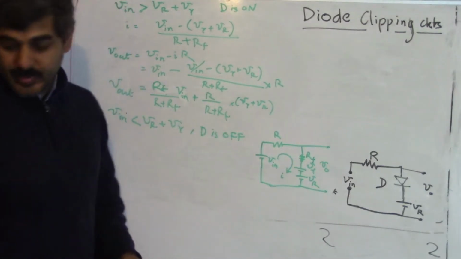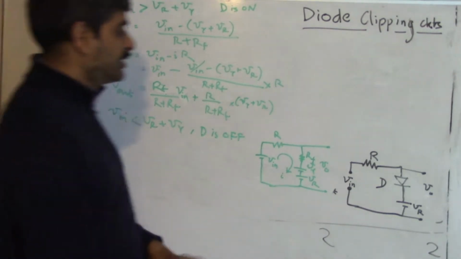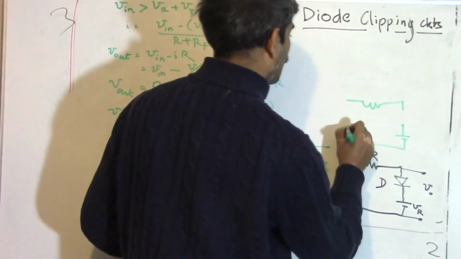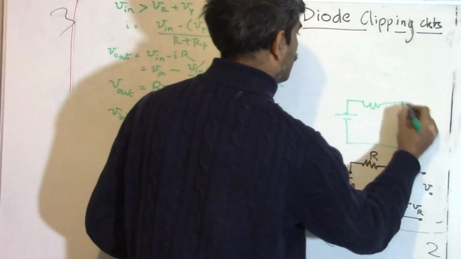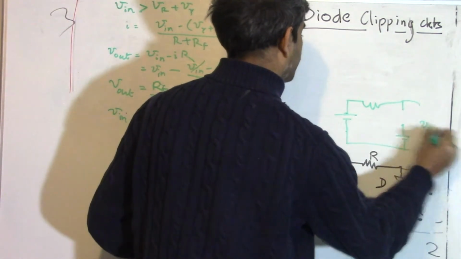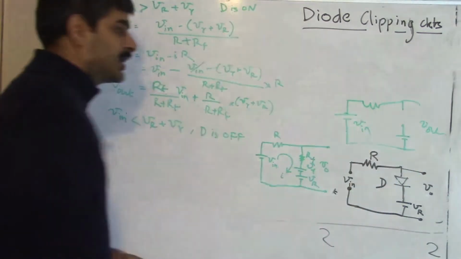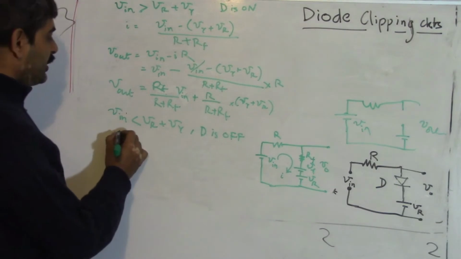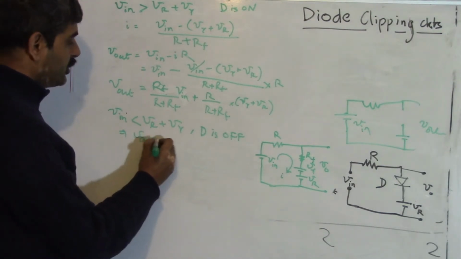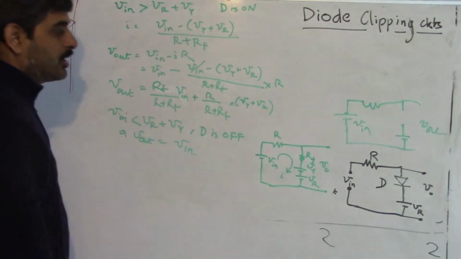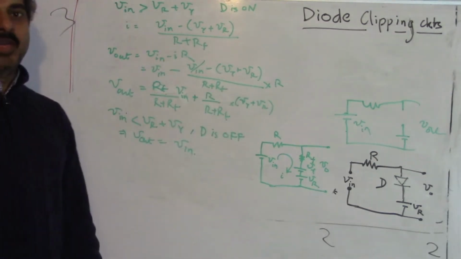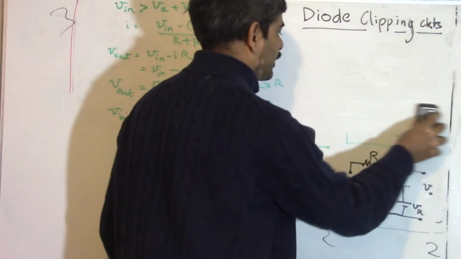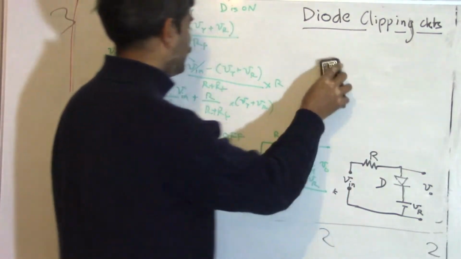And when that happens, the circuit looks like this. This is V out and this is V in. And in that case, the output voltage simply follows V in, so V out is equal to V in. Now with these things in place, we can try to plot the transfer characteristics of this circuit.